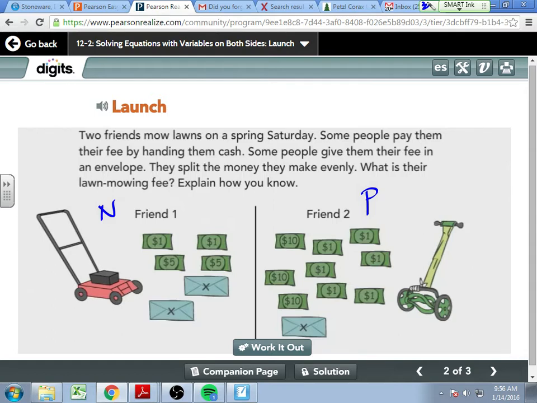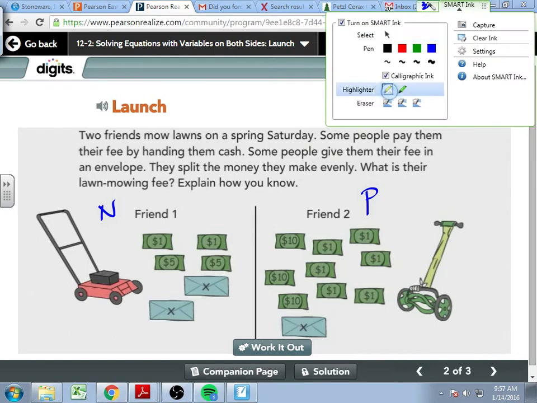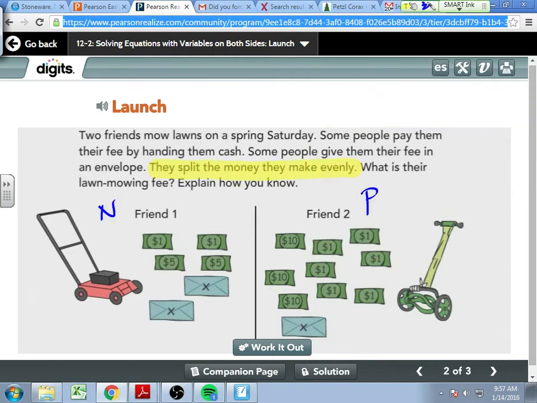So, right now, Noah's a little peeved. Peeved is like annoyed, angry, upset. Noah, why might you be upset right now? Looks like Pranav's got all the money. But he doesn't. Well, he's got most of the money. That's a value. But check this out. They split the money they made evenly. So actually, they both have even amounts of money right now. So what we can say is these two are equal.